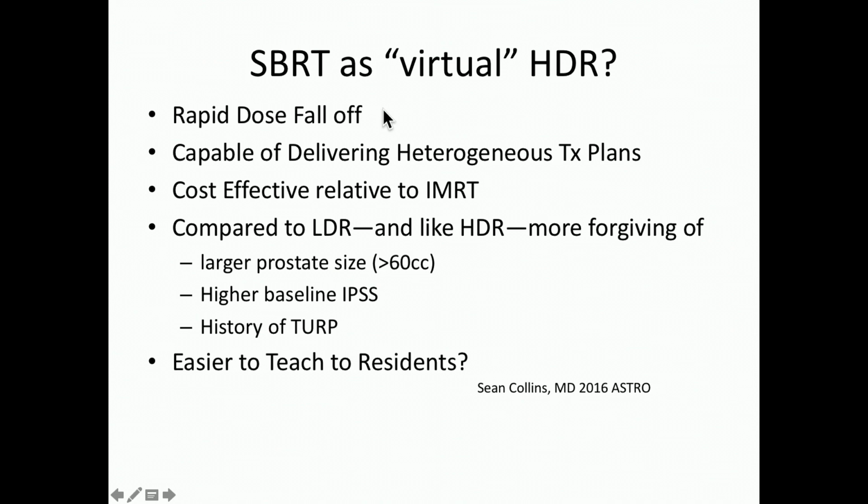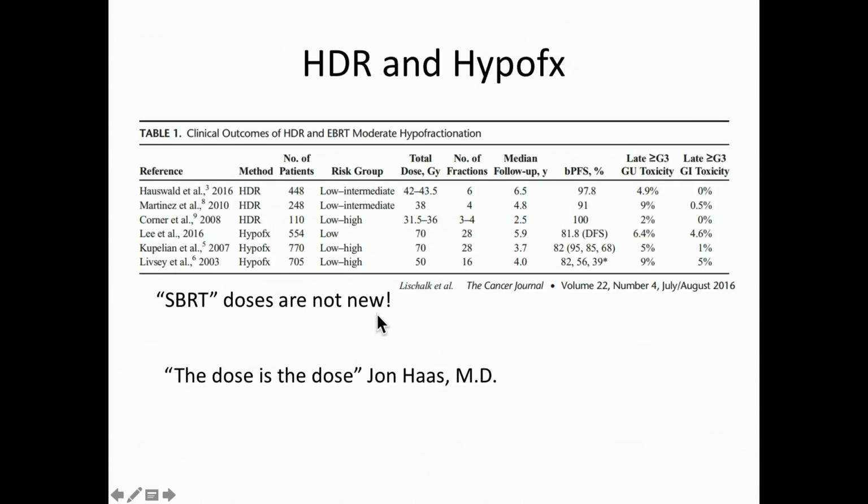Similar to HDR brachytherapy, SBRT employs rapid dose fall-off. You're capable of delivering a heterogeneous treatment plan. It's cost-effective relative to IMRT, and compared to LDR, similar to HDR, it's more forgiving to larger prostate sizes, patients who have higher baseline IPSS or AUA scores, history of TURP. And I think an important concept, which has been articulated quite often by Dr. Collins at Georgetown, is that it seems to be easier to teach to residents. Brachytherapy is so operator dependent.